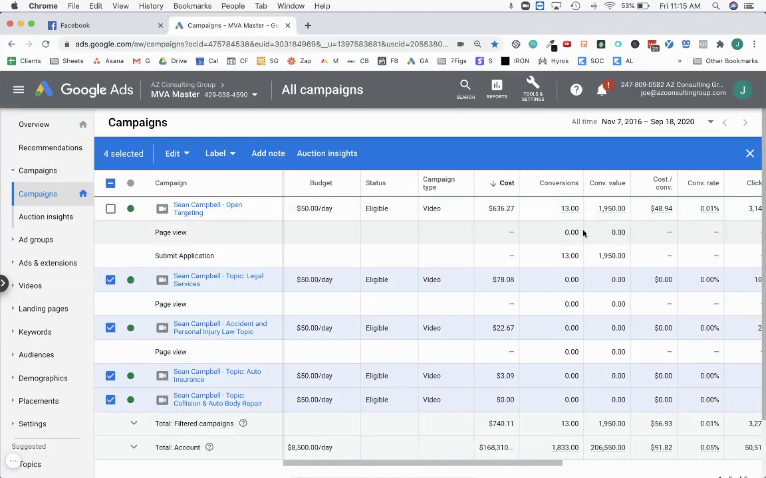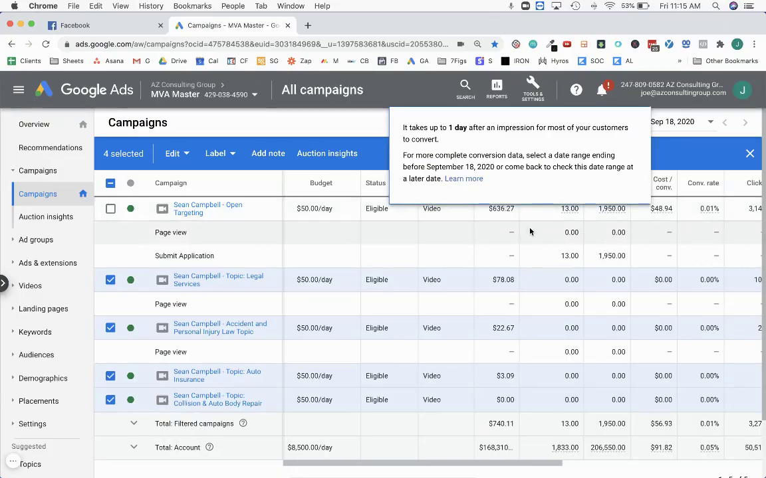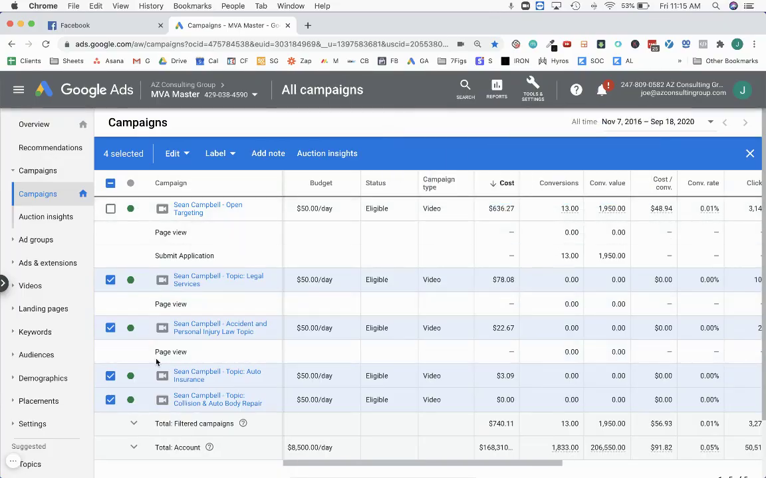And since this is already kind of the clear winner, it has a volume, it has over 10 conversions, and the cost per conversion is under 50, I'm just going to go ahead and scale this campaign, let it run, and then turn the rest off because again, we already have found our winner.